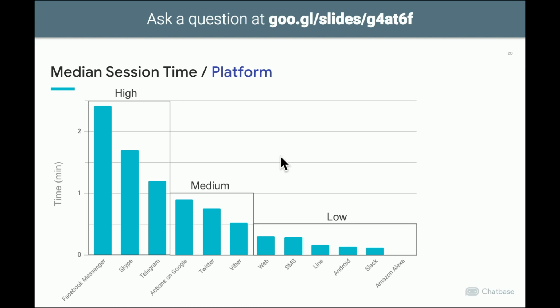Now it's not surprising. Voice bots tend to be more often single interaction, like play the song or turn on the lights, so that's somewhat expected. And then if you look at Actions on Google, it's in the medium bucket. That also makes sense because actions can be voice or they can be text based or chat based. So having it in the middle makes some sense because it's an average of both types of actions. That's where I would expect it to land.